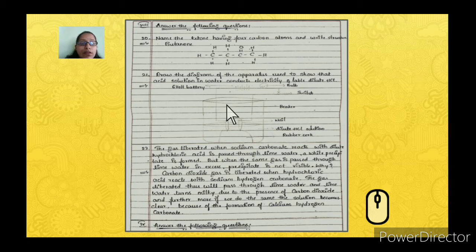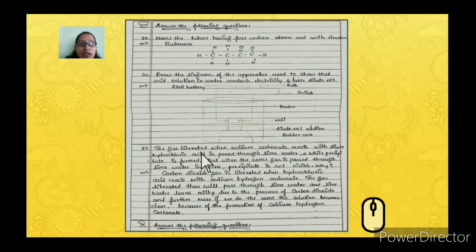Next, they have asked to draw the diagram of the apparatus used to show that an acid solution in water conducts electricity. So you can see that there is a beaker and a rubber cork. The nail is not in direct contact with the beaker or the solution. Here dilute HCl is added and it is connected to a battery and switch, and a 6-volt battery needs to be connected. You just need to draw the diagram and need not explain it.